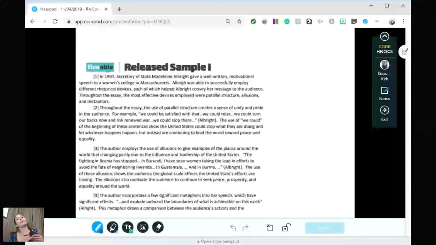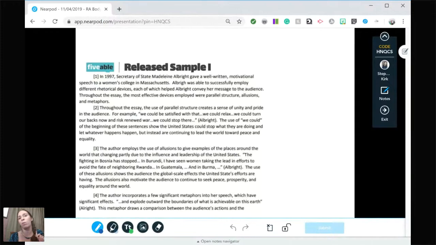All right, so this one I did go ahead and put your paragraph 1 in there, but we're going to look at paragraph 2 again because that's what we've been doing all night. Throughout the essay, the use of parallel structure creates a sense of unity and pride in the audience. For example, we could be satisfied with that. We could relax. We could turn our backs now and risk renewed war. We could stop there, Albright.